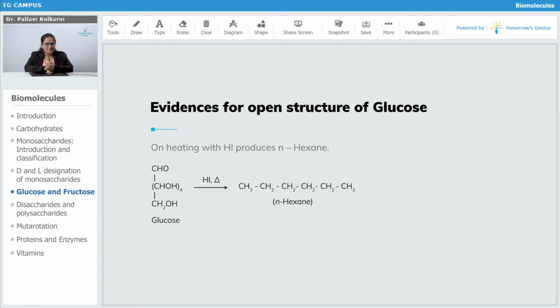The first chemical reaction is the complete reduction by using hydroiodic acid, that is HI. The hydroiodic acid, when treated with molecules like glucose, will completely reduce the molecule to an alkane. By the reduction of glucose using this HI, we get n-hexane. n-Hexane is the 6-membered open chain alkane. That means glucose contains 6 carbon atoms. That means it is a hexose.